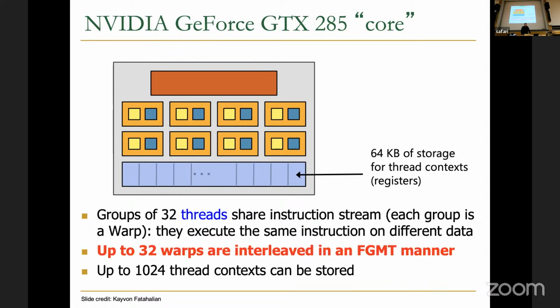In this architecture, you are running a group of 32 threads, which in NVIDIA terminology is a warp. Basically you have up to 32 warps in this old GPU architecture. In today's NVIDIA GPUs, I guess we are running 64 warps in one SM.